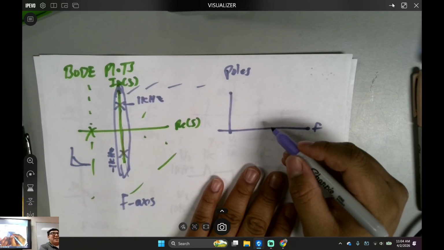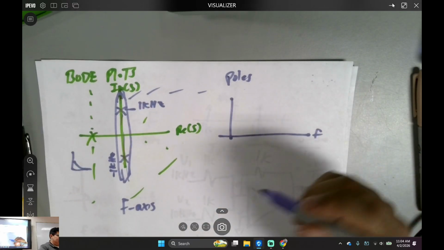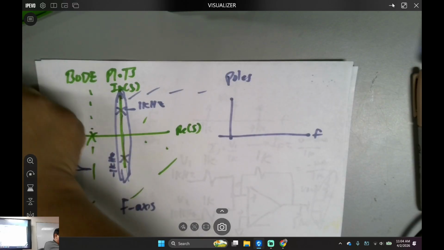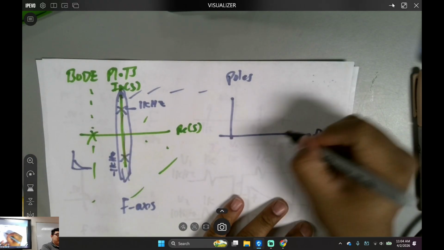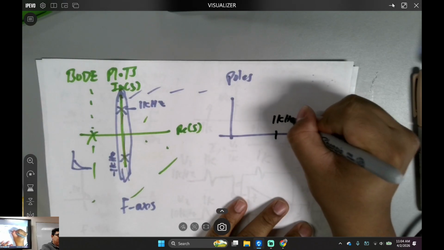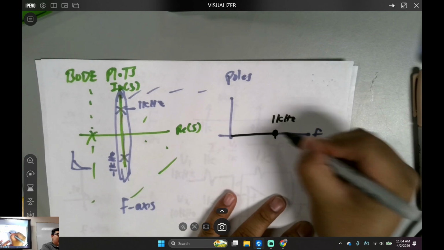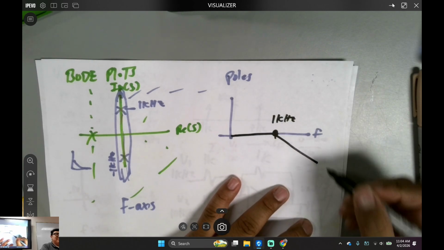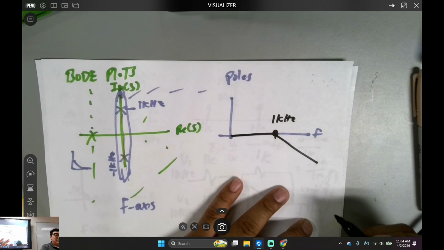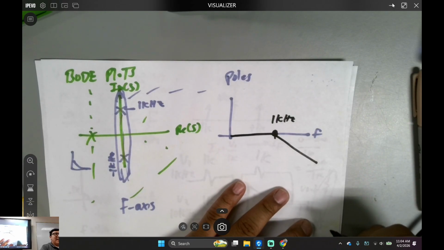So this is how Papa Dave remembers it. Poles, if it's 1K, right? 1 kilohertz pole. At that point, go down. Everyone understood? Poles go down.